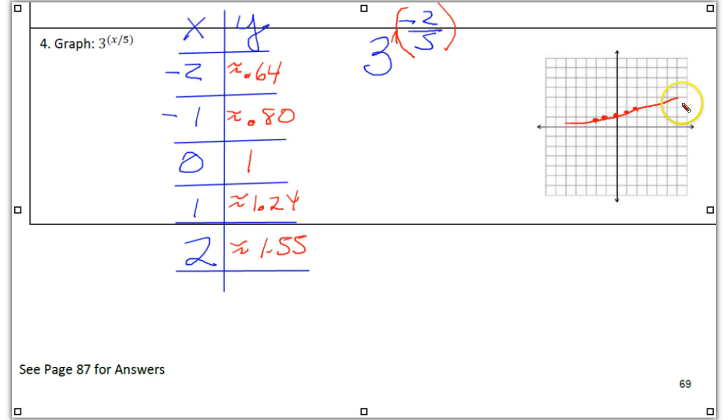So something like that. Again, not a very steep thing because of the fraction nature of this. And it looks like our horizontal asymptote is going to be your x-axis here.